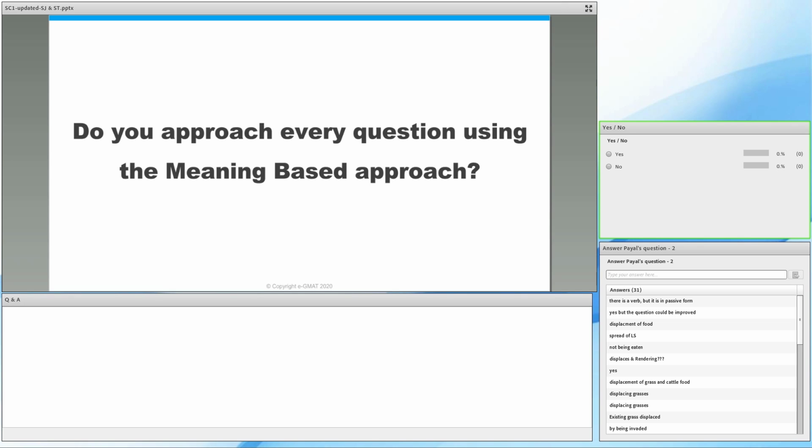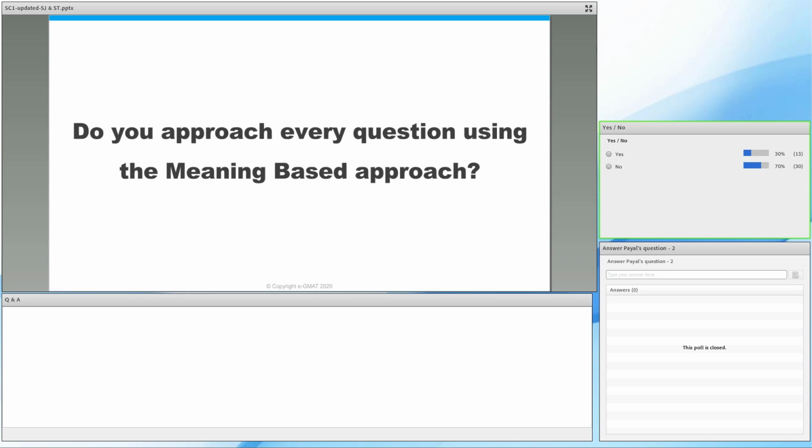Before coming to this session, did you use the meaning-based approach for solving sentence correction questions? All right, let me end the poll here. I'll clear all the answers. And what do you think right now? After this session, would you use the meaning-based approach to tackle difficult GMAT sentence correction questions?